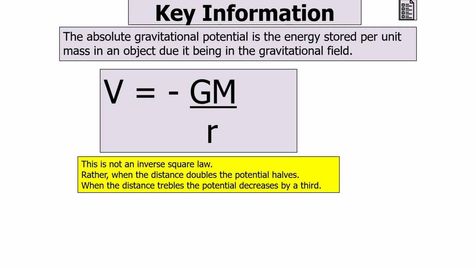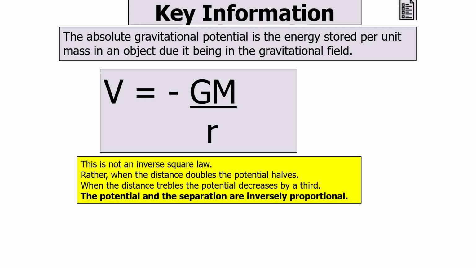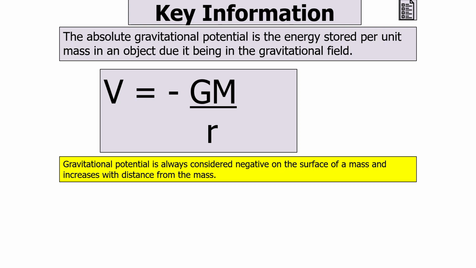Now this is not the inverse square law. Rather, when the distance doubles, the potential halves. So when the distance trebles, the potential decreases by a third. So we can say that the potential and the separation are inversely proportional. Now gravitational potential is always considered negative on the surface of a mass and increases with distance from the mass.